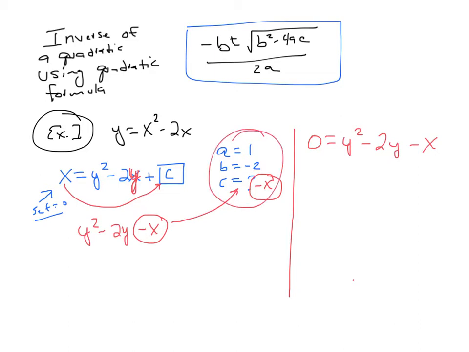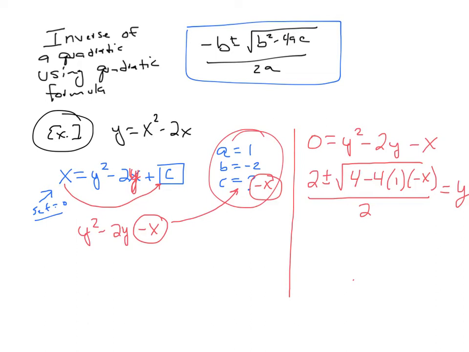And these are all my values for the quadratic formula. So I have a -b. So -b, so opposite of -2 is 2, plus or minus the square root, and -2 squared is 4, minus 4 times a times c, which is -x, all divided by 2 times a, and a is 1. This is equal to y.